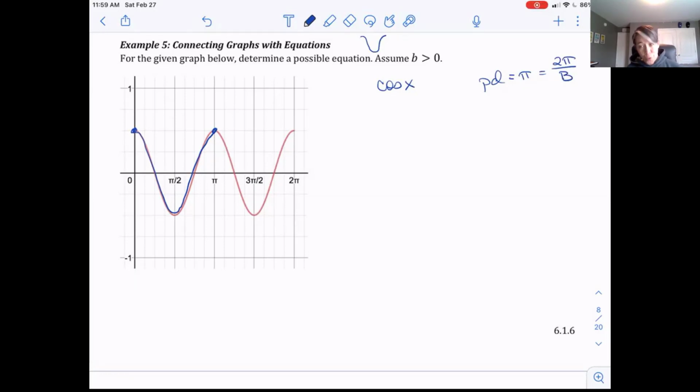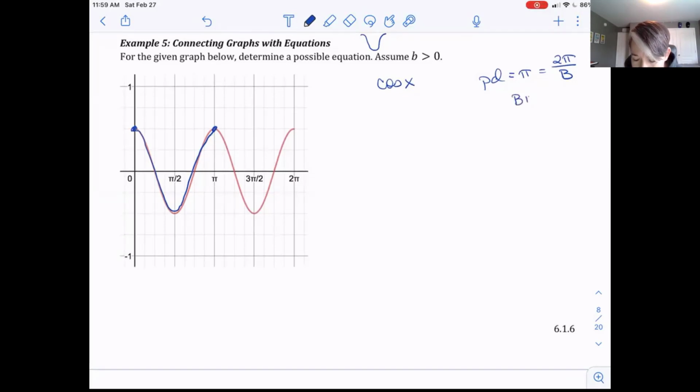If we were to solve that, multiply both sides by b, you guys can probably see what it is without doing all of this, but just in case, divide both sides by pi, and we get a b value of 2. So we can write that as cosine of 2x. So that was our start, was to determine which shape are we going to be working with. And then we can figure out our period.